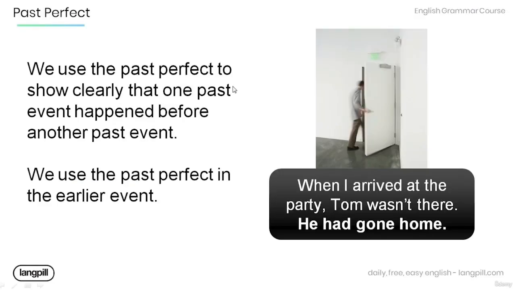Now we use the past perfect to show clearly that one past event happened before another past event. Note that we use the past perfect in the earlier event. Have a look at the example over here. When I arrived at the party, Tom wasn't there. He had gone home. Note that the sentence he had gone home is in the past perfect tense, and it's used to talk about what happened before I arrived at the party.